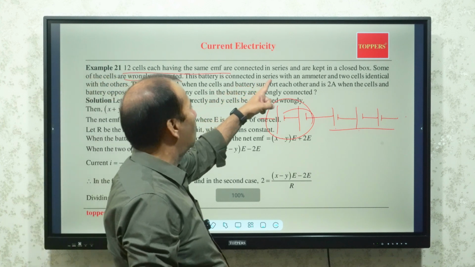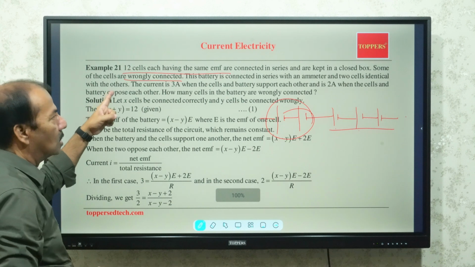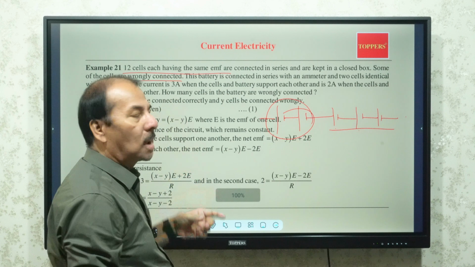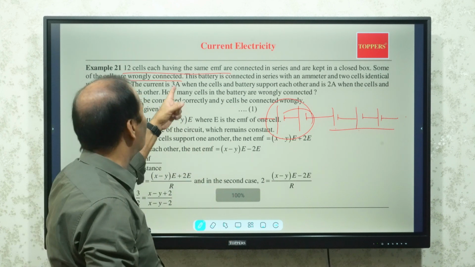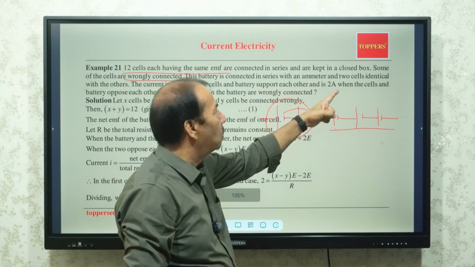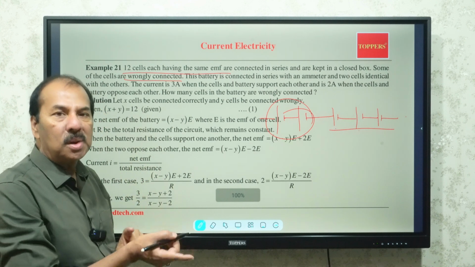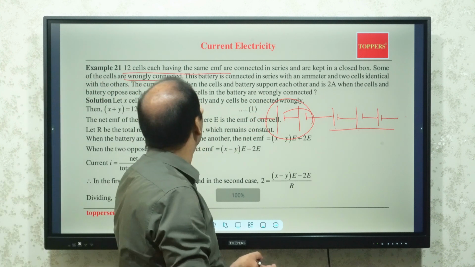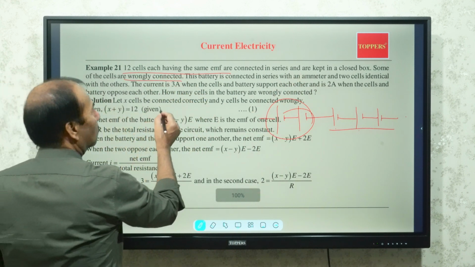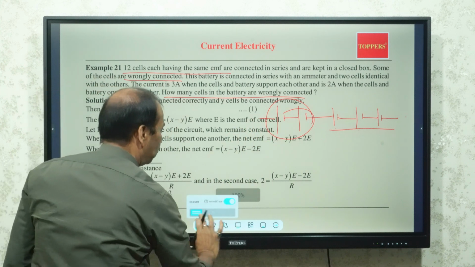This battery is connected in series with an ammeter and two cells identical with the others. The current is 3 ampere when the cells and battery support each other, and 2 ampere when the cells and battery oppose each other. The ammeter will record the value of the current. So when they are supporting each other, the current is 3 ampere. When they are opposing, 2 ampere. So how many cells in the battery are wrongly connected? That we have to calculate.